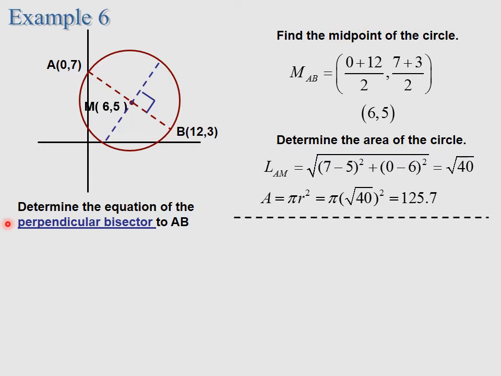So the two words mean something each separately. Perpendicular means at a right angle. So notice that the blue line is at a right angle to the red line. And also bisector, like bicycle, means two, cuts a line in two equal parts. So notice that this blue line also cuts the red line into two equal halves. So that's called a perpendicular bisector. Now we want to come up with the equation of that line.